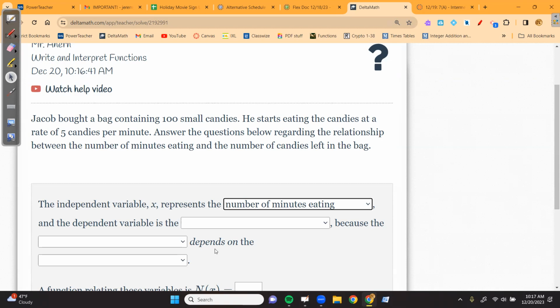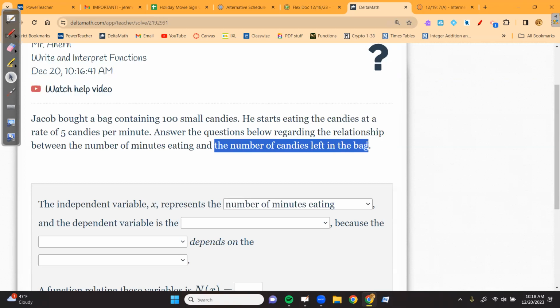I would want to, at this point, say how many candies he's eaten, but that's not going to be one of my choices. That's not what we're looking for. Here, I'll give you a hint. At no point in this problem does it say, I want to know how many candies Jacob has eaten. The question is, how many are left in the bag? So the dependent variable here is how many candies are left. Clear? So the independent was how long he munches on his snacks. The dependent is how many are left in the bag.